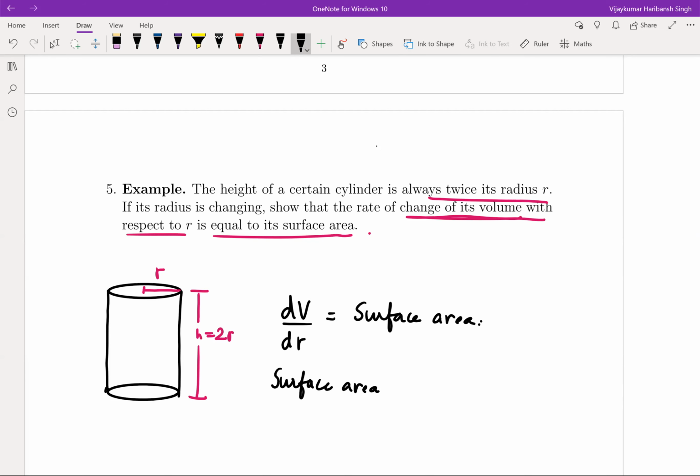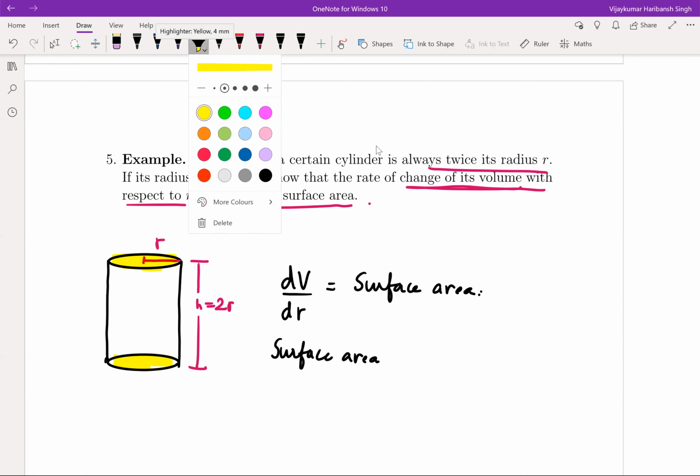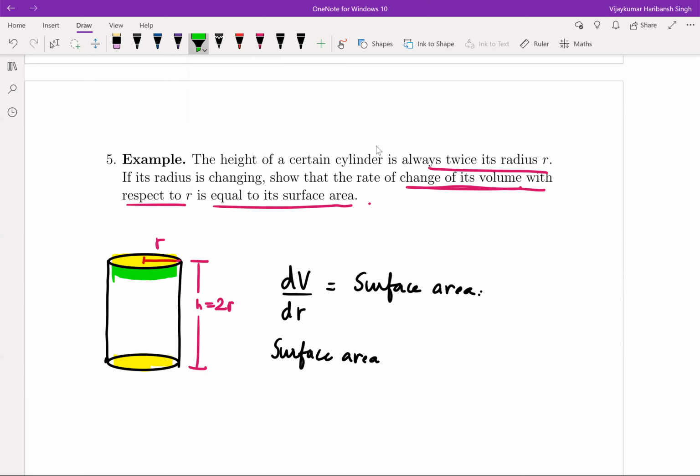Surface area: first of all, you have these surfaces, one circle on top and bottom, and then the side surface. Another surface is this part, right? Notice that top and bottom are circles, so the surface area is going to be pi r square plus another pi r square. Now, let's cut the side open here.